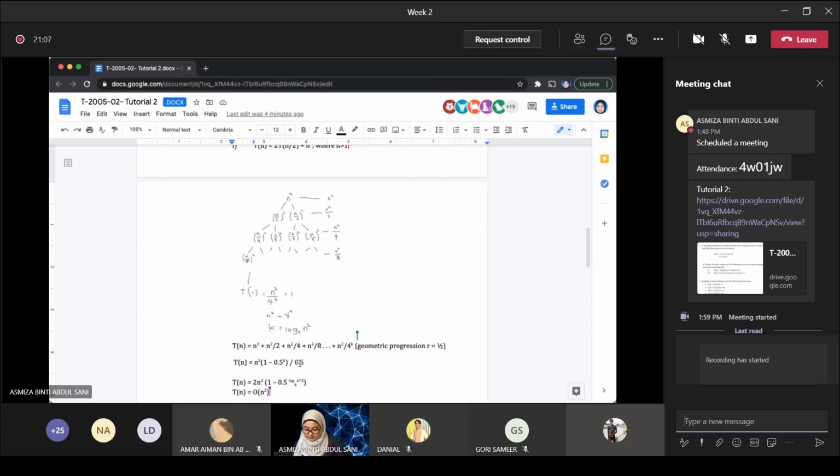So are you sure it's n squared? I don't think it's n squared. It's n over 2 to the power of k, the heights. So basically the heights will be log n base 2.